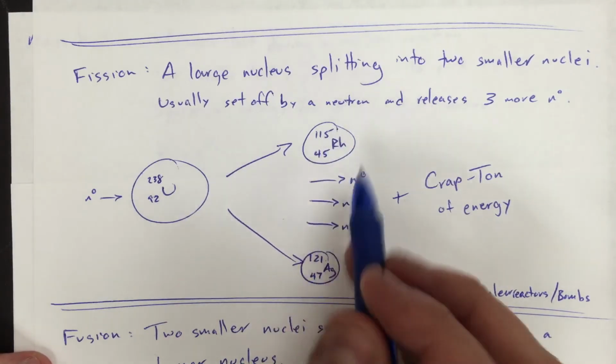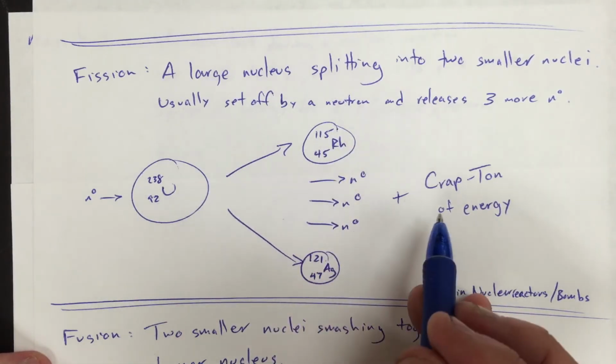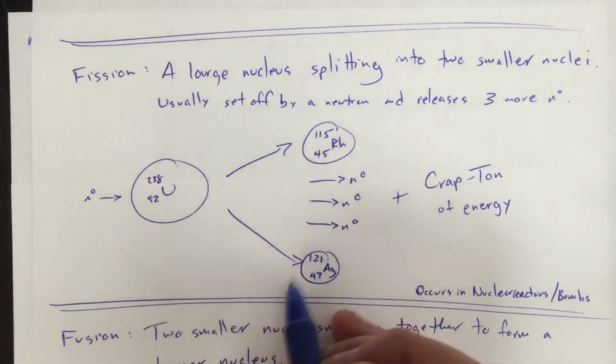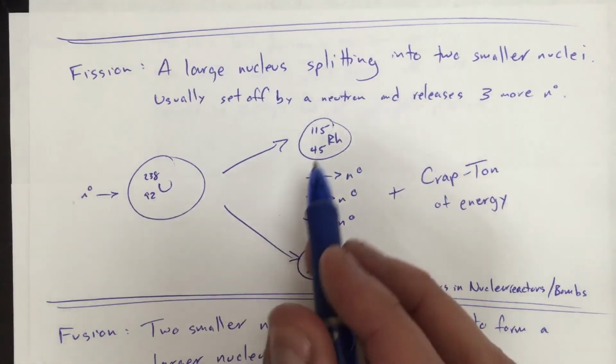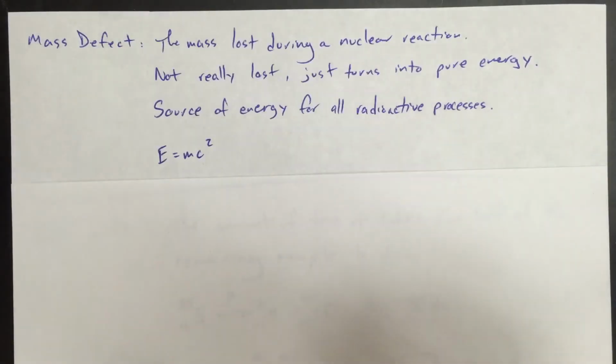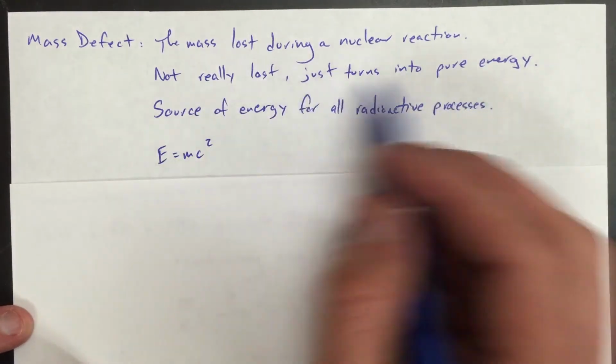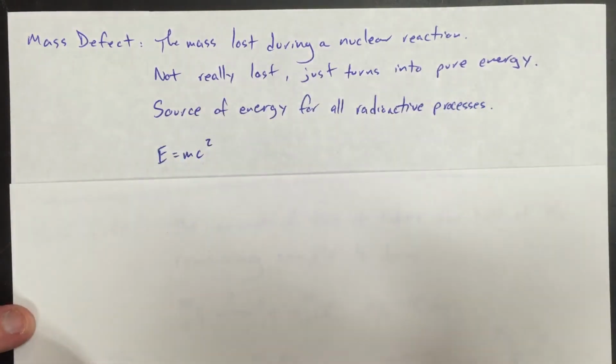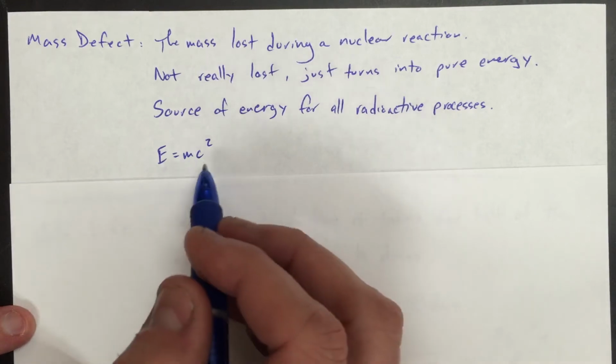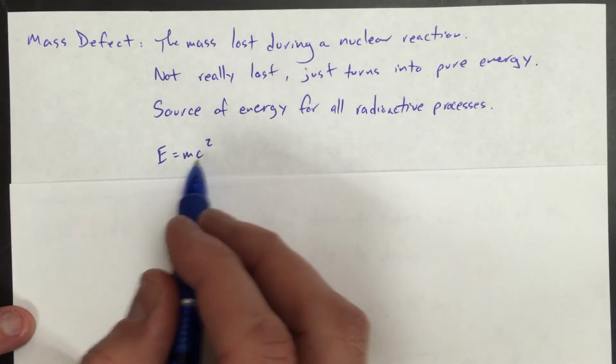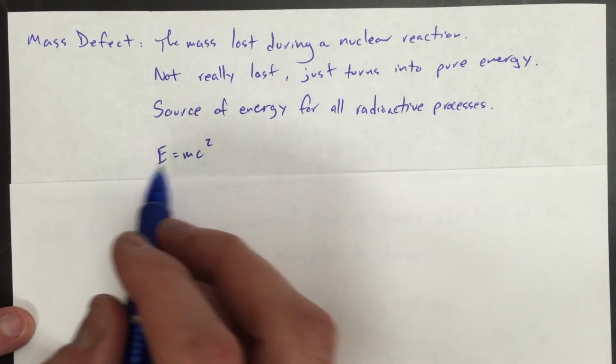Some of the mass would actually appear to be gone. And from the mass that disappears, that's where we get the energy. The energy comes from that mass that has disappeared. It's not really gone, it hasn't gone anywhere, it simply has been changed into pure energy itself. And it's the source of all energy for the radioactive processes, and the reason why there's so much energy is because of this equation right here. The E equals mc squared.